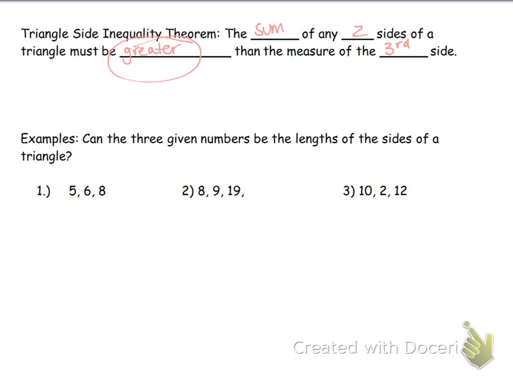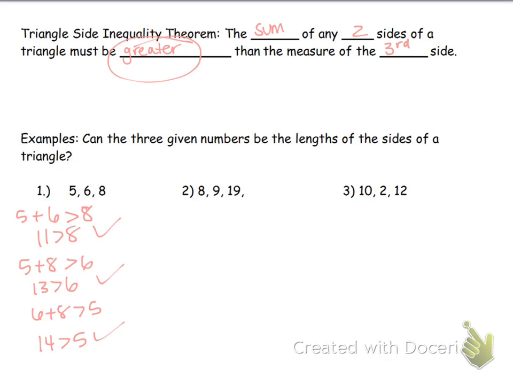Okay, so if I take my first one here, 5 plus 6 should be greater than 8. 5 plus 6 gets me 11, so that one's good. Let's pick another two. If I pick 5 plus 8, it should be greater than 6. So 5 plus 8 gets me 13, so that one's good. And then my last one, 6 plus 8, should be greater than 5. 6 plus 8 gets me 14, which is greater than 5.